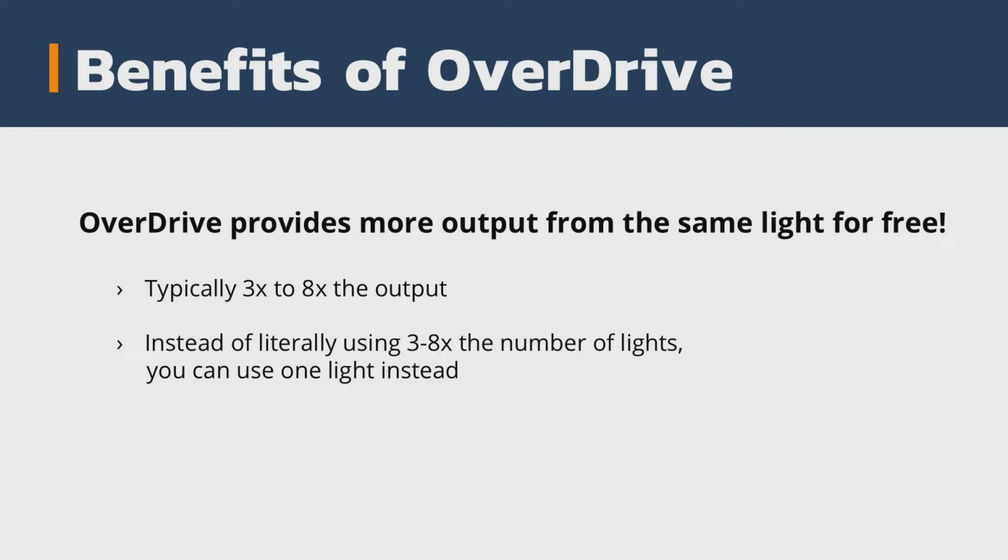And instead of literally using 3 to 8 times the physical number of lights to achieve that brighter illumination in a fixed area, you can just use one light instead. Now, this is dealing with intensity. That doesn't mean sometimes I don't want multiple lights to get light from different angles to fill in and make the scene uniform. But when you're struggling for brightness, we can get many times more light out in overdrive than in continuous for the same model of light.